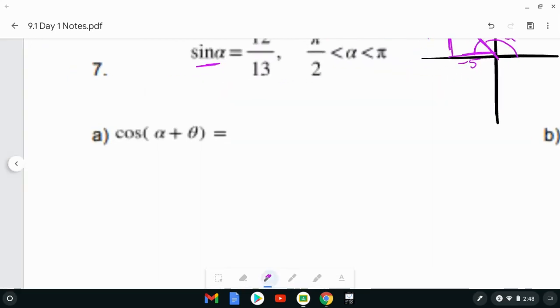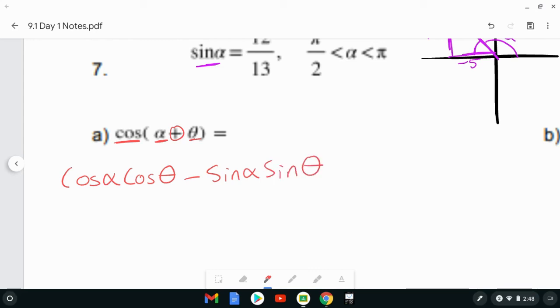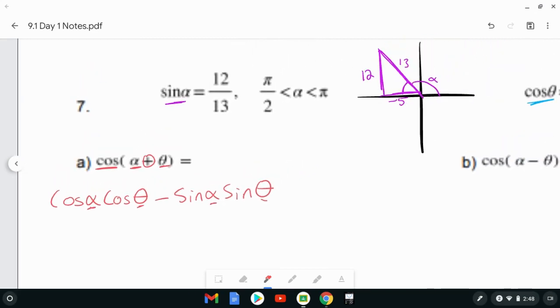So now, having two reference triangles for alpha and theta, we can go ahead and find part A. It says cosine of alpha plus theta. So we're going to do our addition formula, which states cosine of alpha times cosine of theta, minus, because it's opposite, sine of alpha times sine of theta. While we don't actually know these angles, now that we have these diagrams, we can find the trig ratios of those angles. We don't need to know the angle, because we can find its trig ratio given the diagram based on the given information.